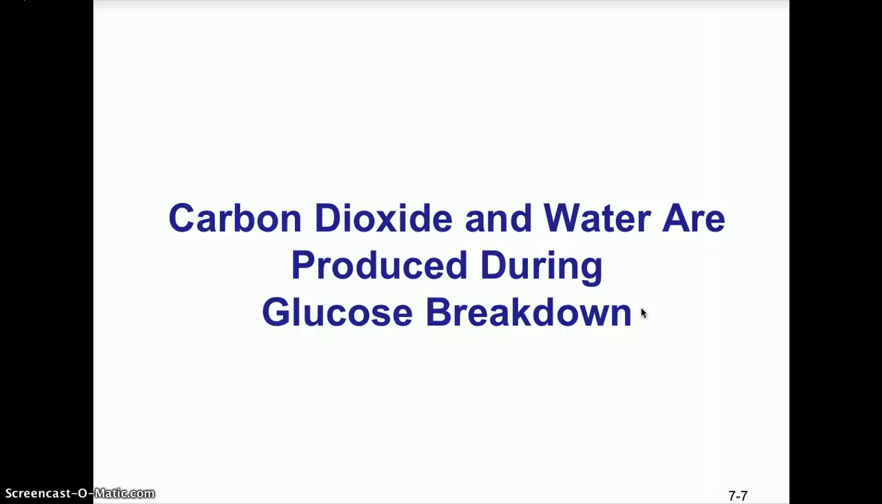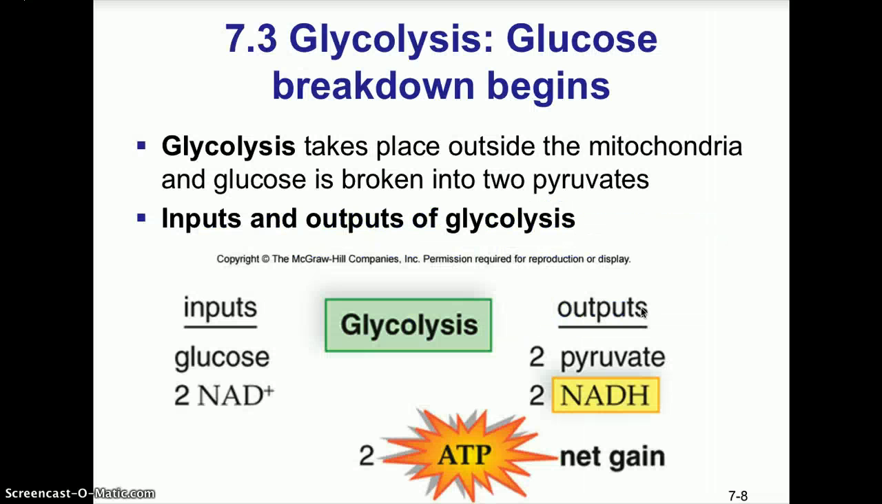So carbon dioxide and water are produced during glucose breakdown. Glycolysis takes place outside the mitochondria, specifically in the cytosol of the cell, where the glucose is going to be broken down into 2 pyruvate molecules. Pyruvate is also known as pyruvic acid. So initially in glycolysis, our inputs are glucose and 2 NAD+, and we also have 2 ATP being input. The outputs are 2 pyruvate, 2 NADH molecules, and we have a net gain of 2 ATP because 4 ATP come out in total.